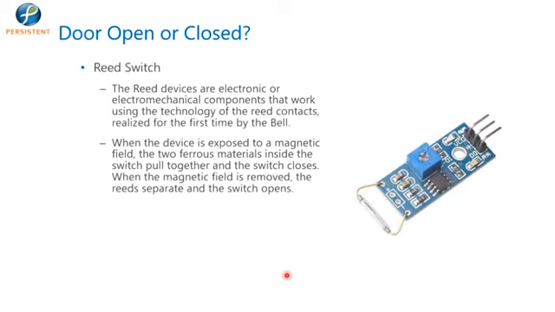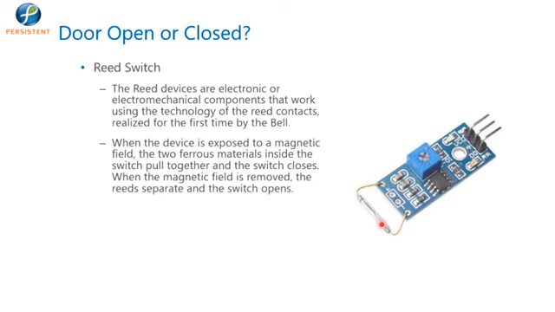What is that reed switch? The reed devices are electronic or electromechanical components that work using the technology of reed contacts, realized for the first time by Bell. How does it work? When the device is exposed to a magnetic field, the two ferrous materials inside the switch pull together and the switch closes.